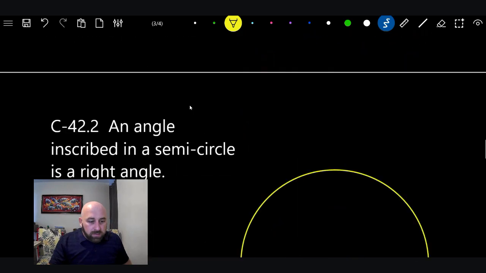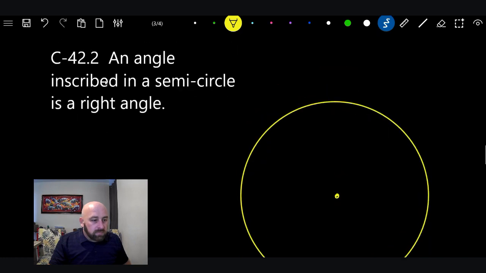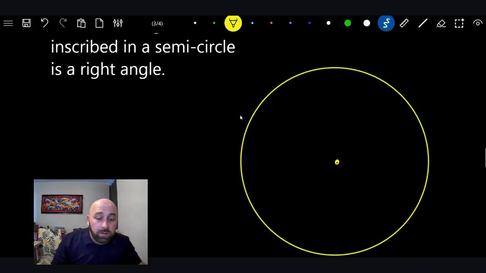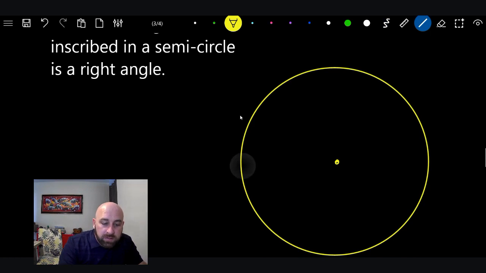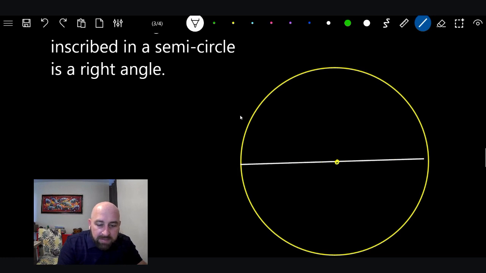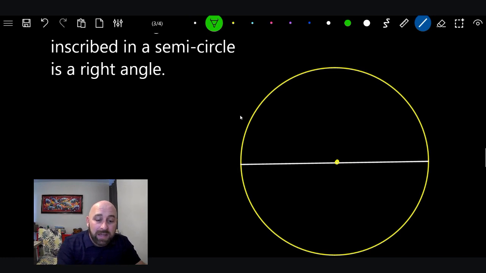Let's see what else. An angle inscribed in a semicircle is a right angle. All right, so what does that mean? Well, let's do a semicircle. What is a semicircle? A semicircle is a diameter, half of the circle. There's our semicircle. Now let's inscribe an angle in that. It doesn't matter where you do it from.